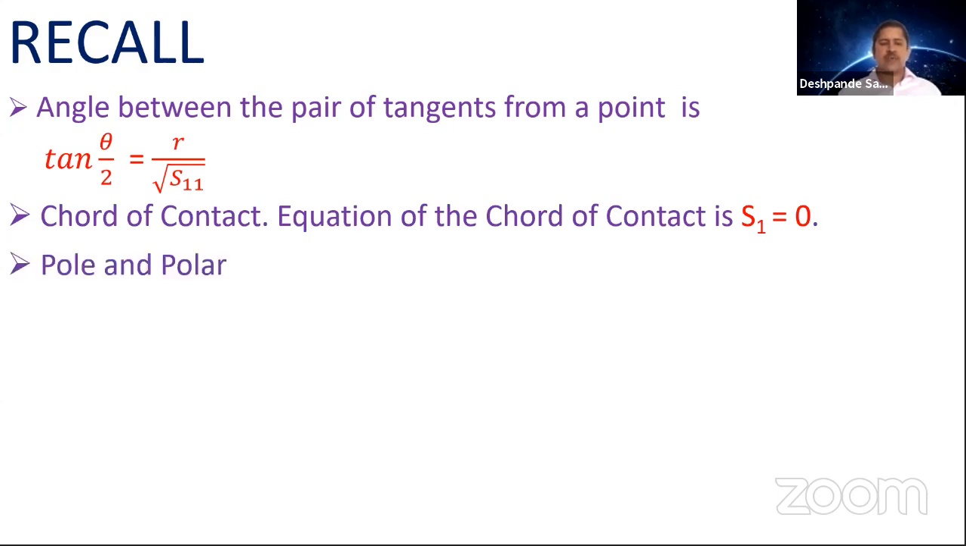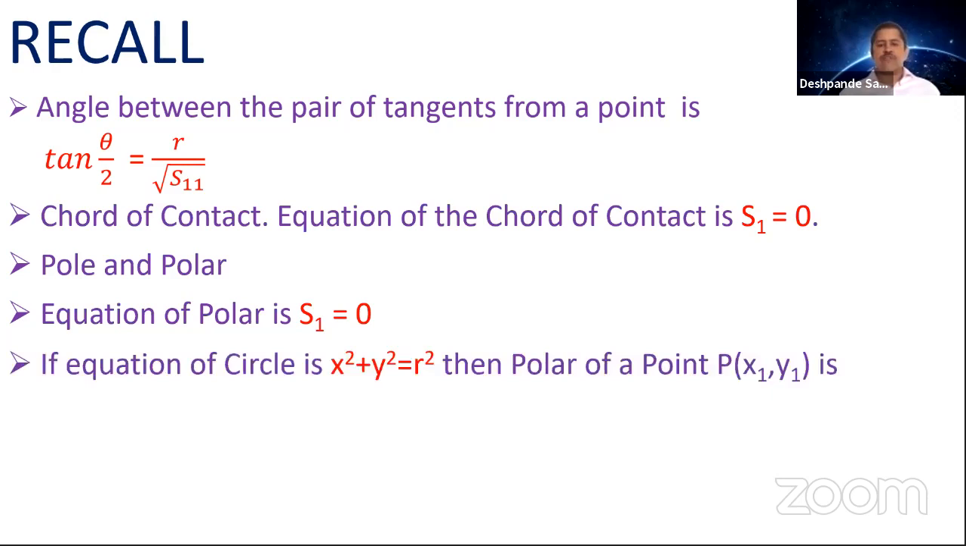Then we discussed pole and polar in yesterday's class. So what is polar and what is pole? If you take the pole, from the pole you get the polar. The point from where you take the polar is what is called a pole. Then we discussed the equation of polar. It was similar to the equation of tangent and chord of contact. It is S1 is equal to 0. For the circle x square plus y square is equal to r square, the polar is given by the formula x x1 plus y y1 minus r square is equal to 0.